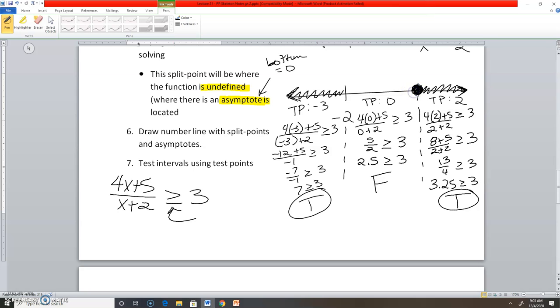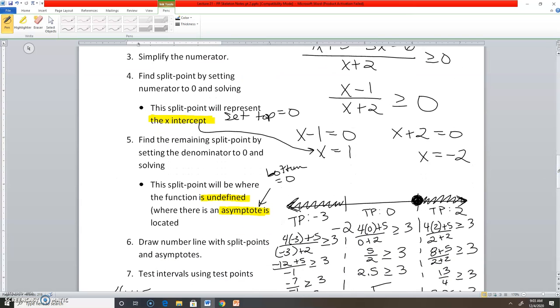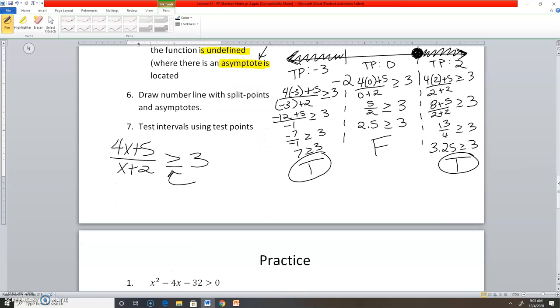Okay? And I want you guys to remember, this is important. 1 we have a closed circle on because 1 was our x-intercept. Okay? Meaning that it is crossing that at 1. We are including that. However, -2 is an asymptote. Nothing ever crosses an asymptote. So we are going to have an open circle at -2.